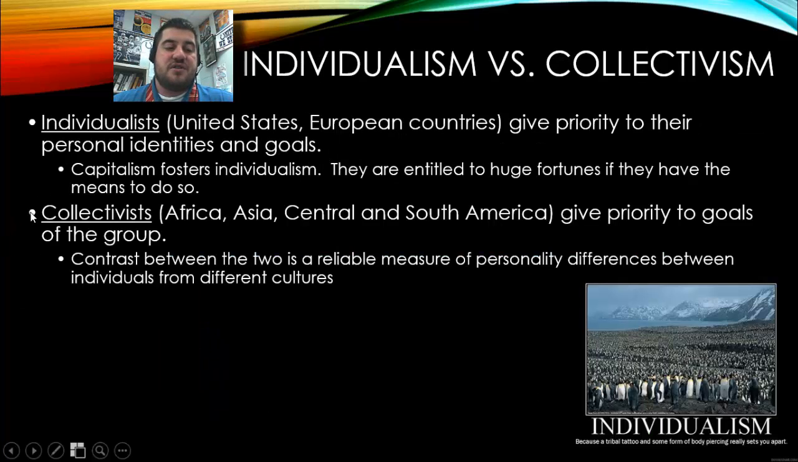In sociocultural psychology, they look at differences between individualism and collectivism. Individualist countries, which are the United States and most European countries, give priority to a person's personal identities and goals. And this is mostly because of our economic system of capitalism. Capitalism entitles people to huge fortunes if they have the means to make those huge fortunes, whereas collectivists in other parts of the world give priority to the goals of the group.